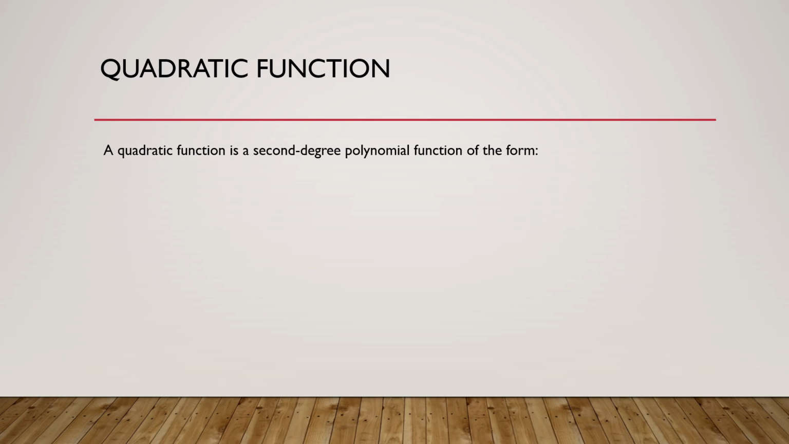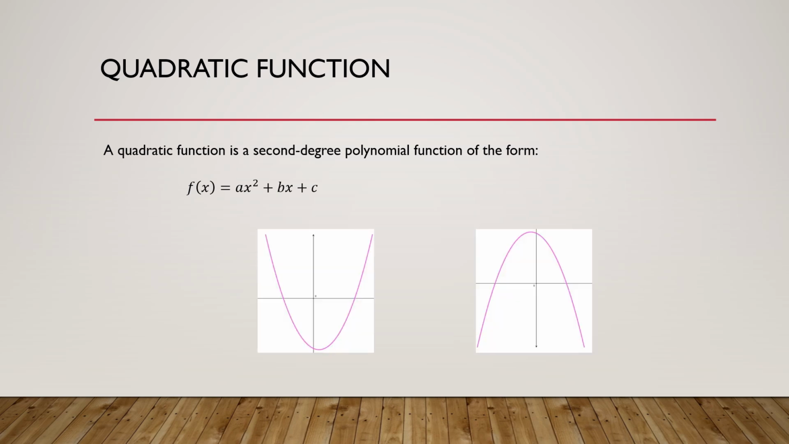A quadratic function is similar to a quadratic equation, but is expressed as a second-degree polynomial function of the form f of x is equal to ax squared plus bx plus c, where a, b, and c are all rational numbers and a is not equal to 0. This function can, in all cases, be graphed in the shape of a parabola with a vertex and axis of symmetry.